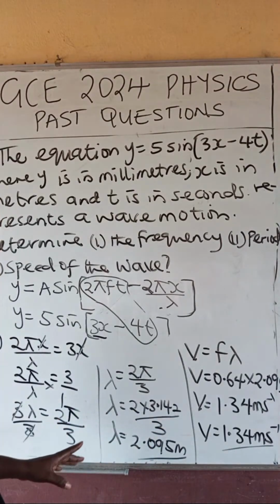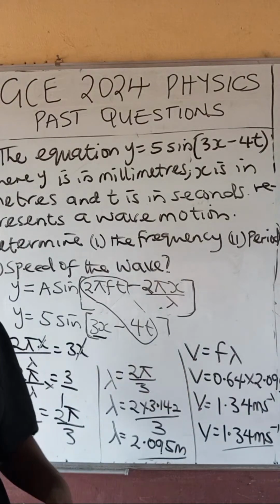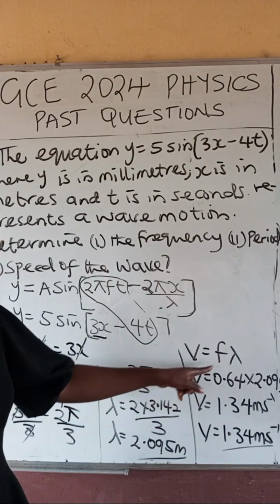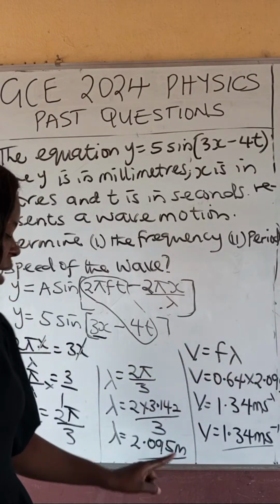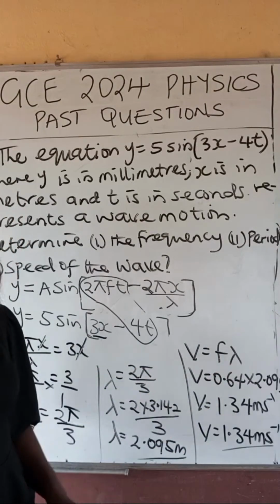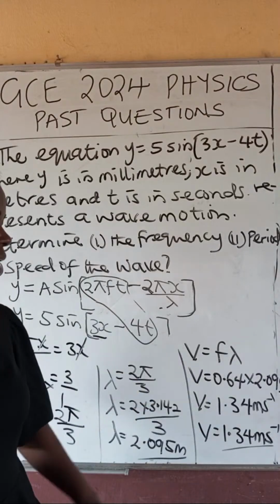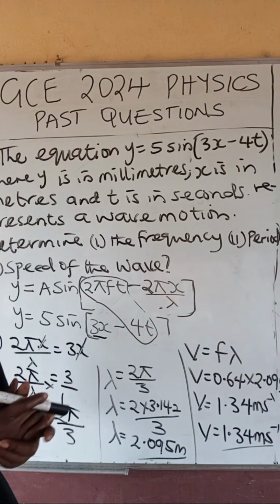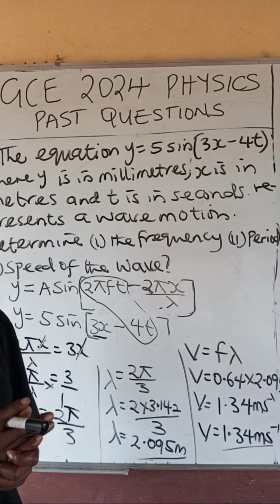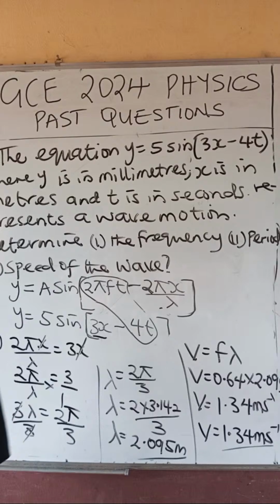Okay. All right. So I can now solve for my speed. And what is my speed? My speed is my frequency, 0.64, multiplied by 2.095. With the help of our calculator, I got 1.34 meters per second. That becomes the speed of the wave. Is that clear? Right.